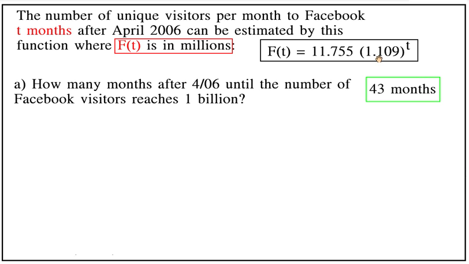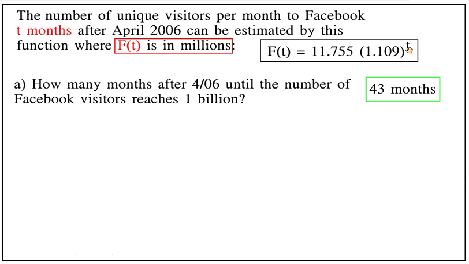If you recall, this is the formula that supposedly will give the number of unique visitors to Facebook after t months after April of 2006. And we were asked to find the number of unique visitors when the number of unique visitors reached 1 billion. And we did some calculations and we came up with 43 months after April 2006, which just happened to be November 2009. And that means, since I'm talking right now in December of 2009, that if this exponential function does indeed capture the growth of Facebook's visitors, they have now gone beyond 1 billion unique visitors.